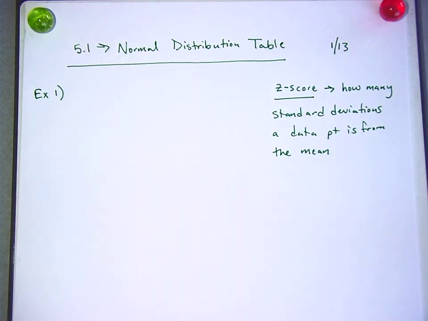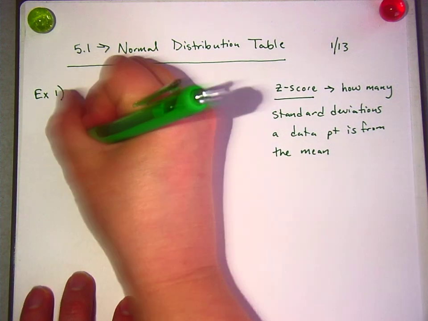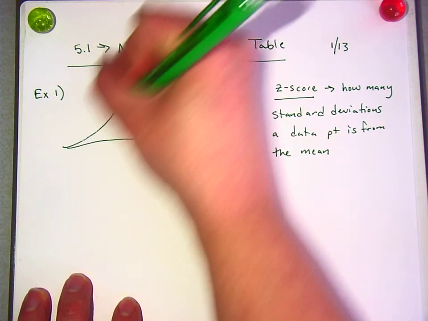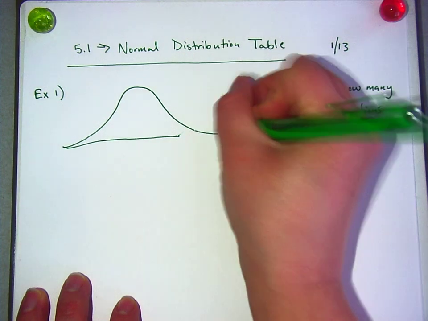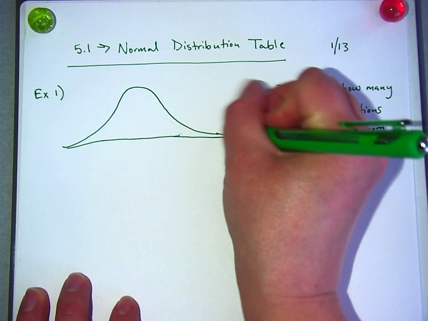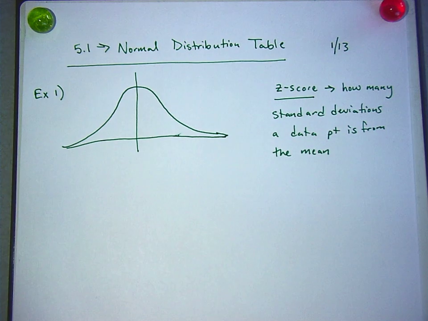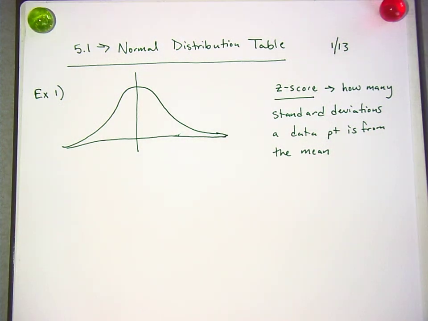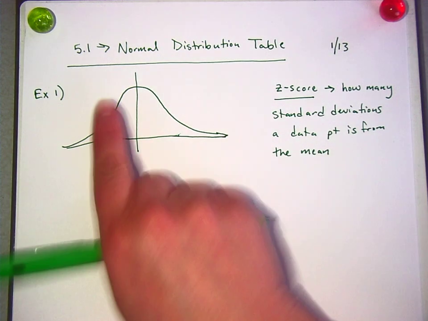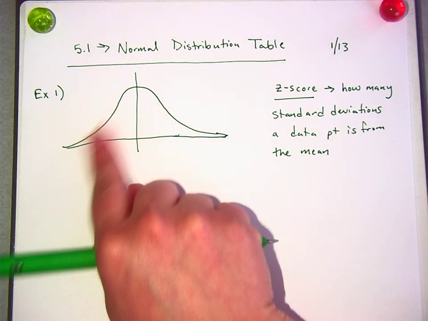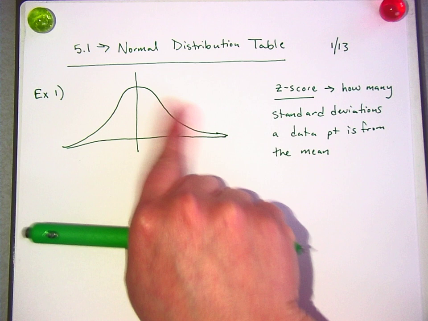Do you guys remember from the past chapter that a z-score of 0 is right in the center? You got a bell curve, and if a z-score is right in the center, that's 0. Yep, sigma. What are the z-scores like on this side? Negative. Over here is positive. Do you guys remember this?